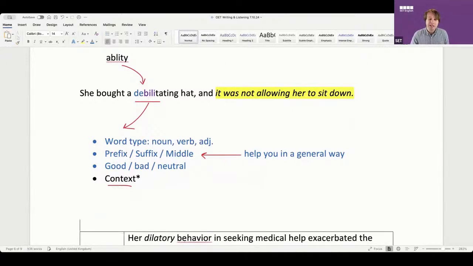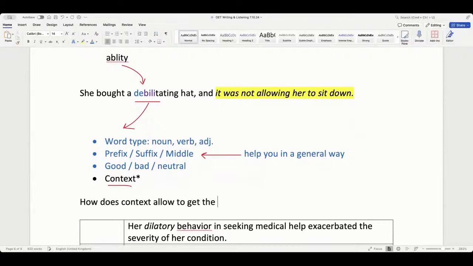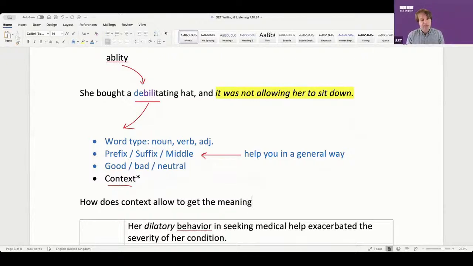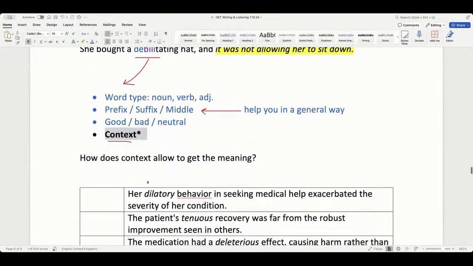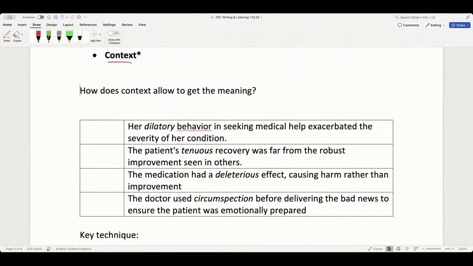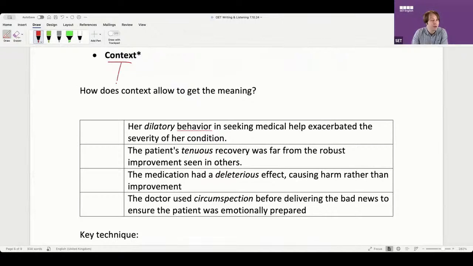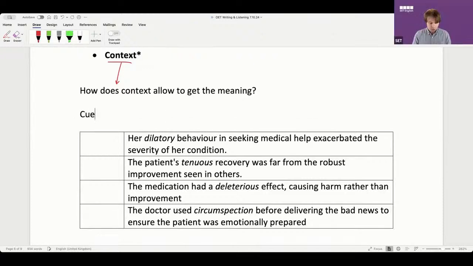But let's think about this in more detail. How does context allow us to get the meaning of a word? Good morning, Alain. Good morning, Khalid. Khalid, how does context allow us to get the meaning of a word? I want you to be specific. I don't want a general answer. I want a specific answer. How does it do it? Context gives us a clue, for example, what is the topic about? We get clues.